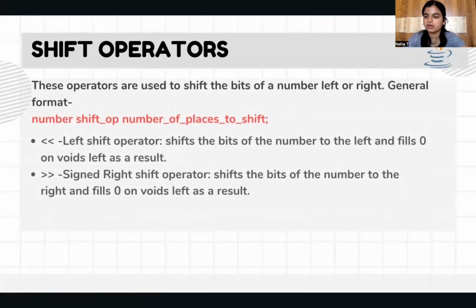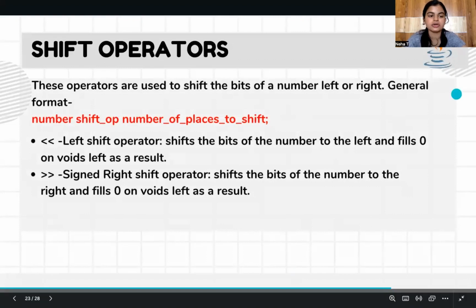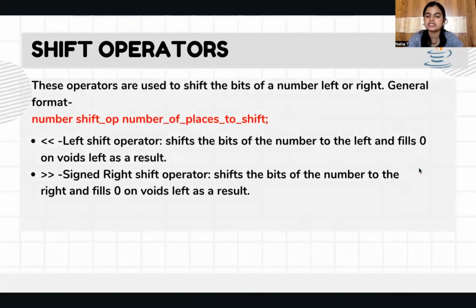The next is a shift operator. 8-1 is a shift operator. These operators are used to shift the bits of a number left or right. General format: number, shift operator, number of places to shift. So we'll see this with an example.